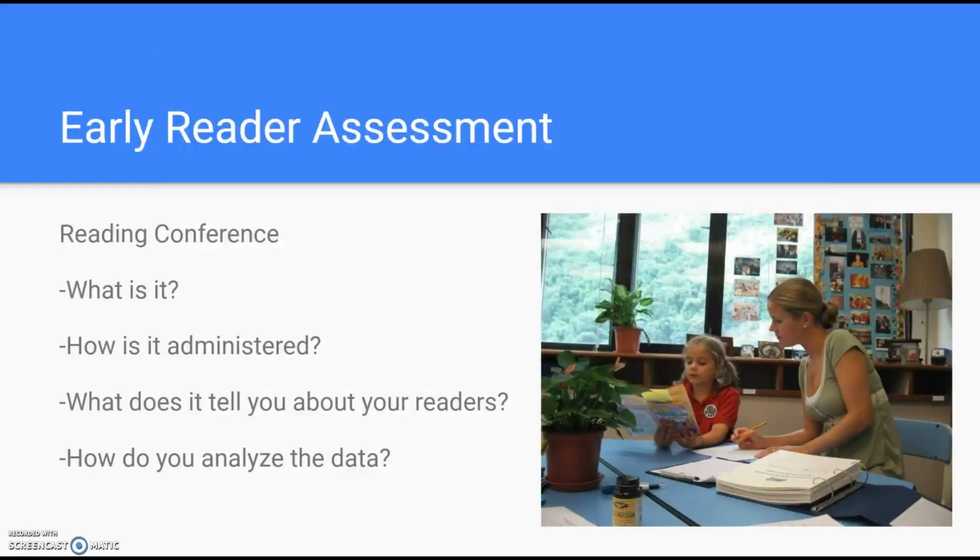Early readers use both reading conferences and a spelling assessment. The reading conference is administered individually, while the spelling assessment is administered within a small group. While you're doing the reading conference, you're also going to do a running record like we talked about in the last slides. The reading conference will tell you the instructional text level of your students and which strategic actions are used or neglected. The spelling assessment is used to tell you what sight words and phonics skills you need to teach.